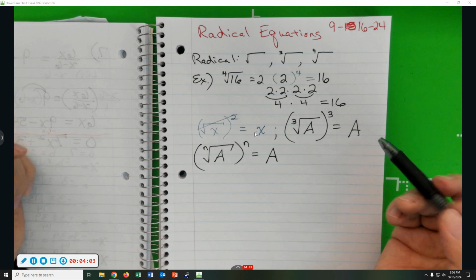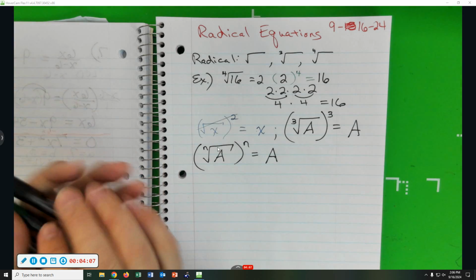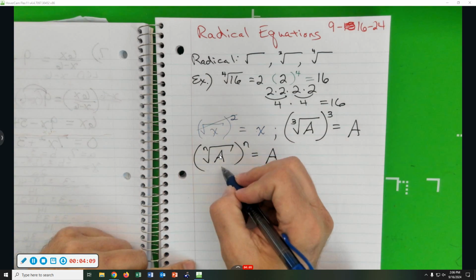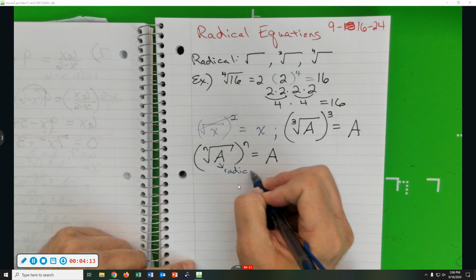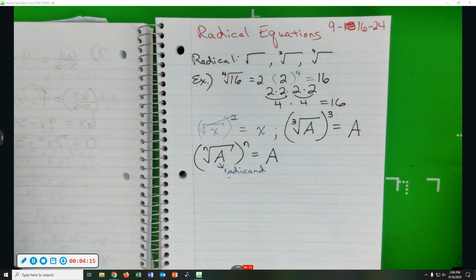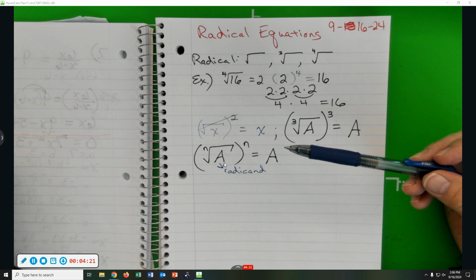I wonder if anyone remembers the special name for the stuff under a radical. It's called the radicand. You don't need to write this. Oh, I'll write it down. Okay, radicand, which is just the name for the stuff under the square root, cube root, whatever the root is.